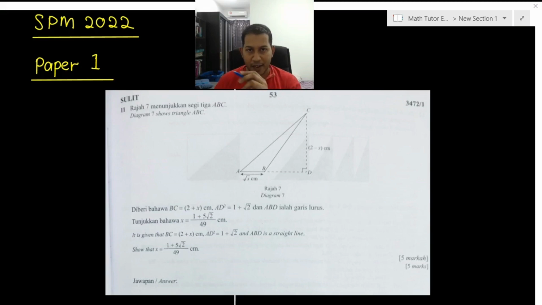Let me read the question now. Diagram 7 shows triangle ABC. Okay, as you can see here, this is the diagram 7. It is given that BC is equals to 2 plus x centimeter, AD square is equals to 1 plus with surd 2, and ABD is a straight line.